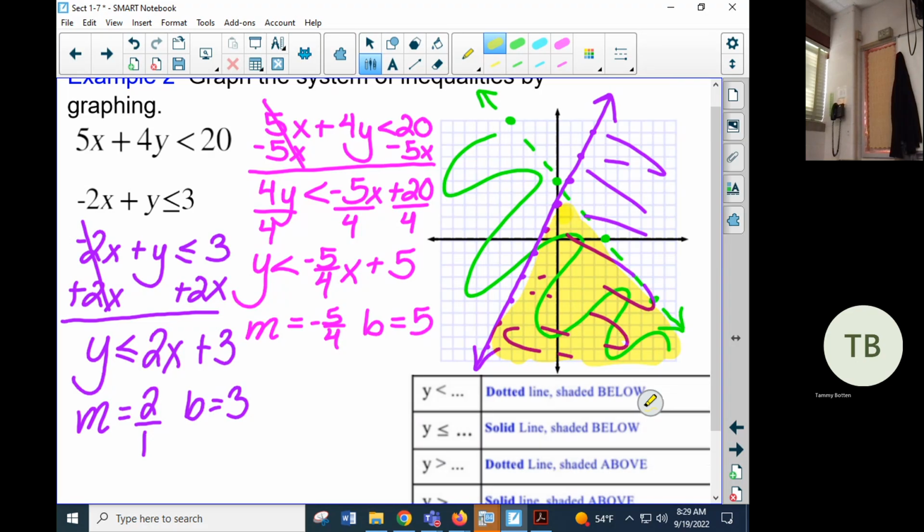And you could always pick a point like this one, the origin works, and you could put it into both of these. You put 0 into both of these, that's 0. And you could think, is 0 less than 20? And it is. If I put 0 into both of these, they both be 0. And is 0 less than or equal to 3? And it is. So you can kind of check it too.